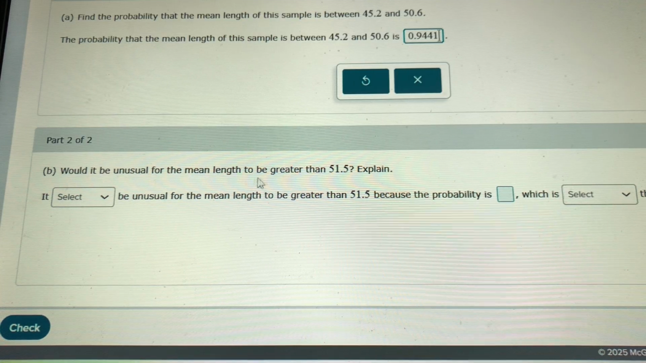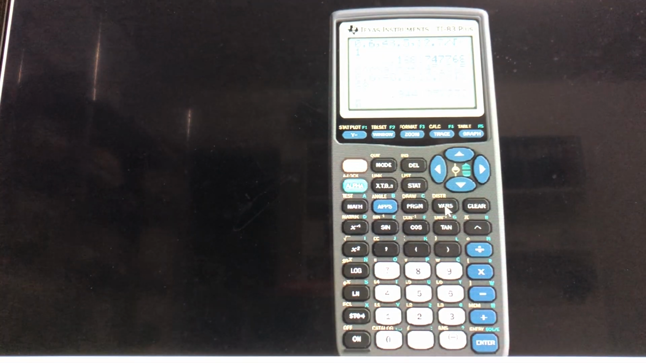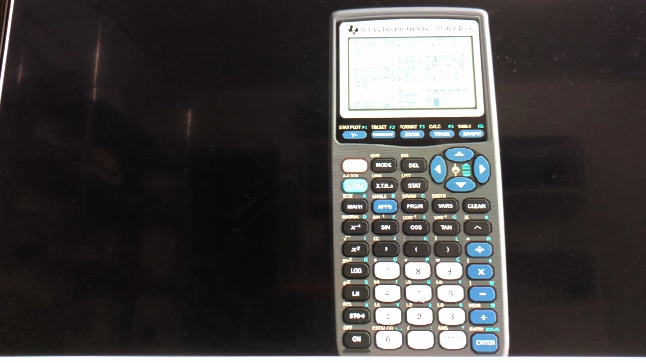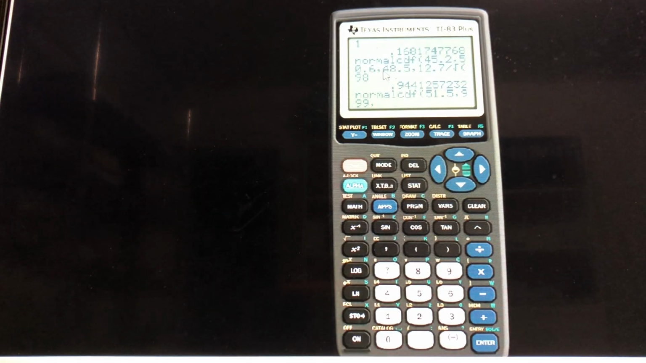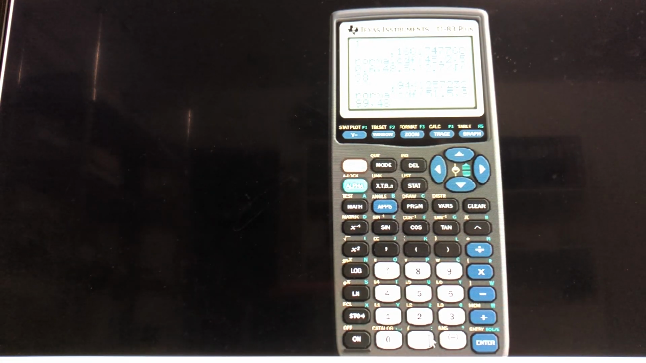Would it be unusual for the mean to be greater than? See, here comes this again, where we're going to say yes to that if we get a probability less than 0.05. See how it says the common cutoff is 0.05 at the end here. So would it be unusual to get a mean length greater than 51.5? So I'm going to do normal CDF again, greater than 51.5. So you'd put that first, then you'd put 999, then put this 48.5, and then 12.7 divided by the square root of 98, because that's happening in this whole problem.